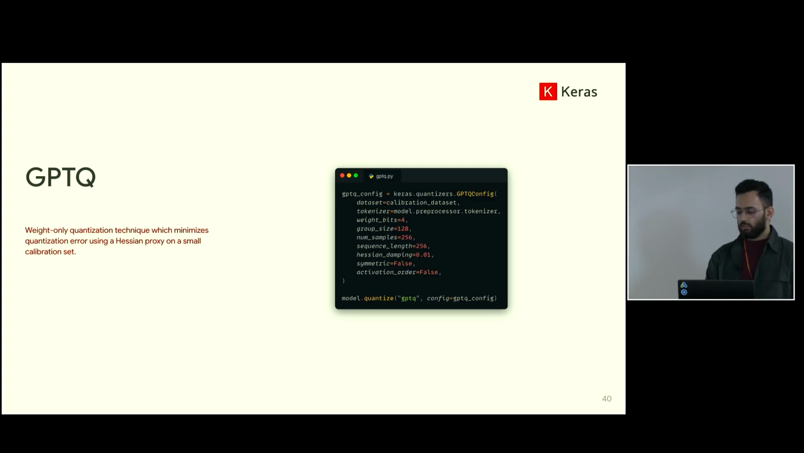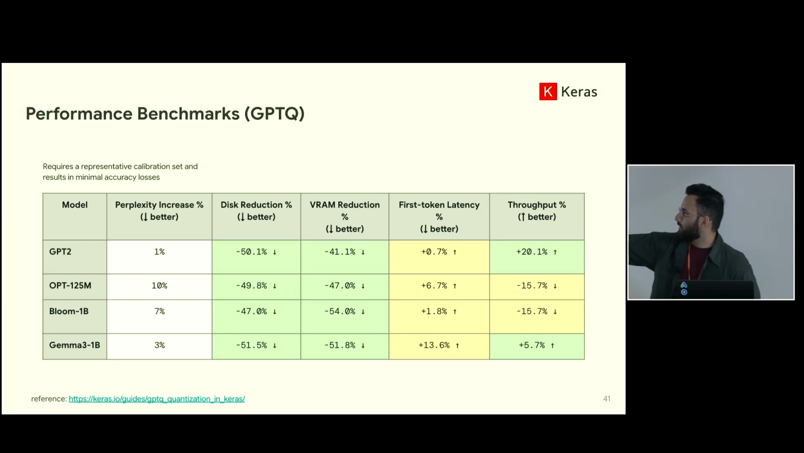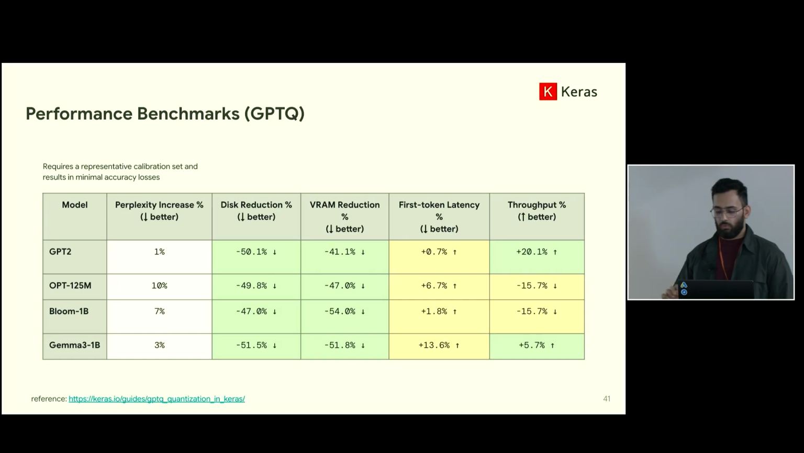Now you call model.quantize with the argument GPTQ, and you pass the config that you just created to the same API. And if you look at the performance numbers, you see that the perplexity decreases are way smaller. The perplexity increases actually become just 1%, 10%, 7%, and 3%, which is way more acceptable, while still retaining the disk reduction and VRAM reduction benefits here.